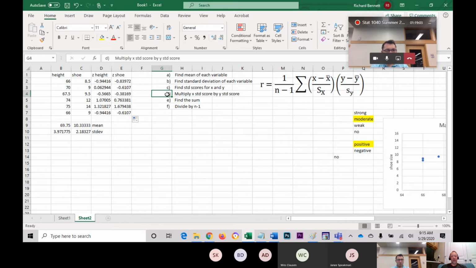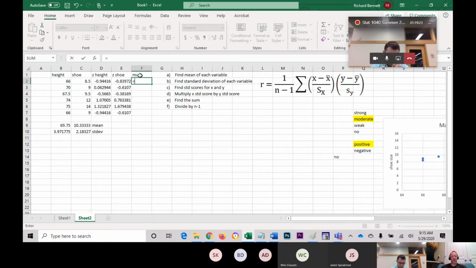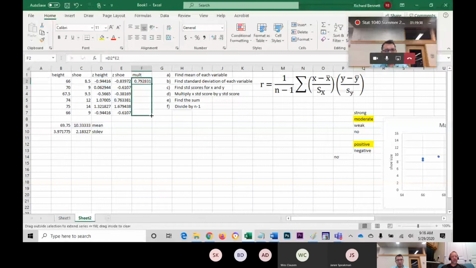Now I need to multiply the Z-scores together, so I'm going to multiply this, okay? So this is basically, you're going to have to be doing this with pencil and paper, but this is what I want to see, and I'll try to give you a nice short thing on here. If it was a computer, you could do these a little bit quicker, but I'll give you a nice small data set. So I'm going to take your Z-score of your height and multiply it by your Z-score of your shoe size. Okay, so that's going to be 0.792. I'm going to copy these down.